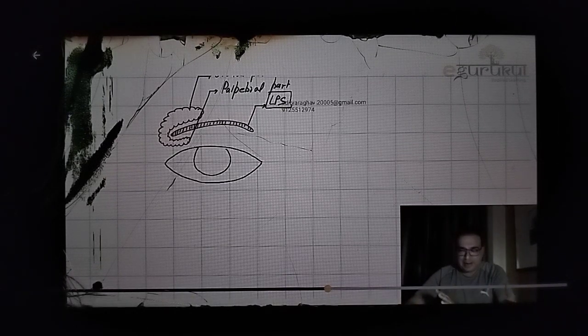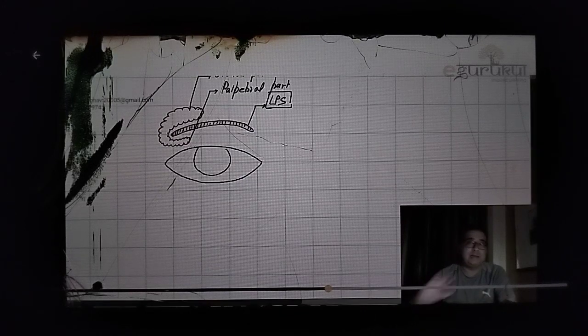So first things first, the lacrimal gland is divided into two parts, the orbital part and the palpebral part, and that division is done by the LPS muscle. It winds around the LPS muscle. We have some ducts coming from the deep part. The orbital part is the deep part. So we have some ducts coming from the deep part directly, and then we have numerous ducts coming from the superficial part, or the palpebral part.